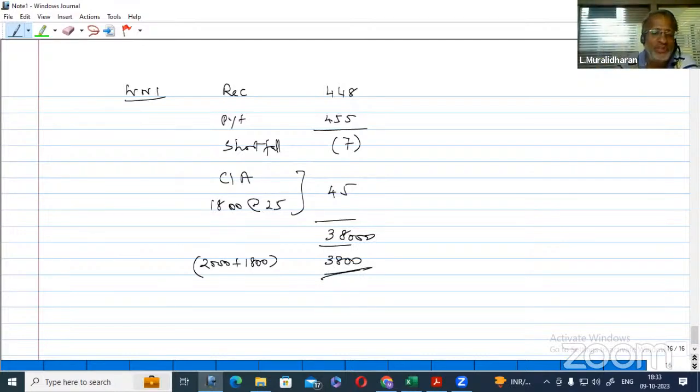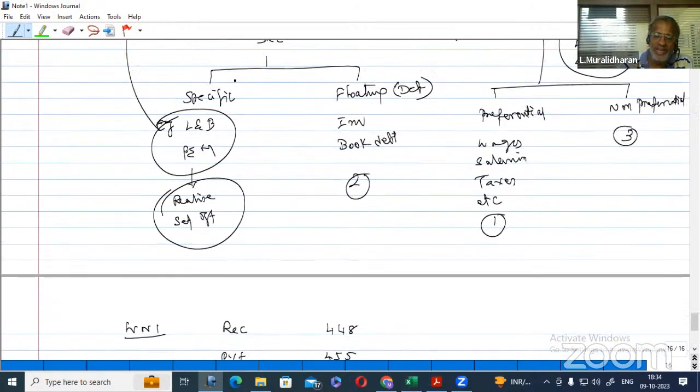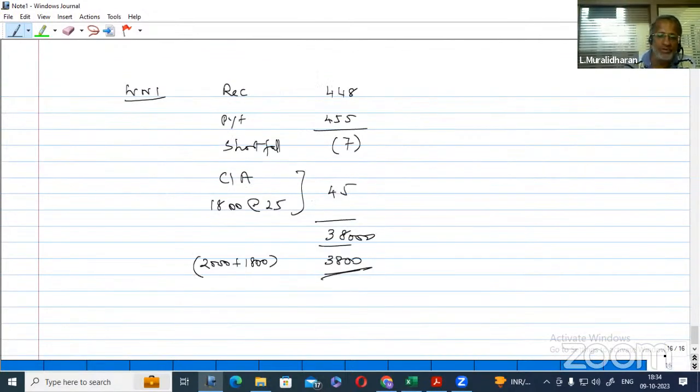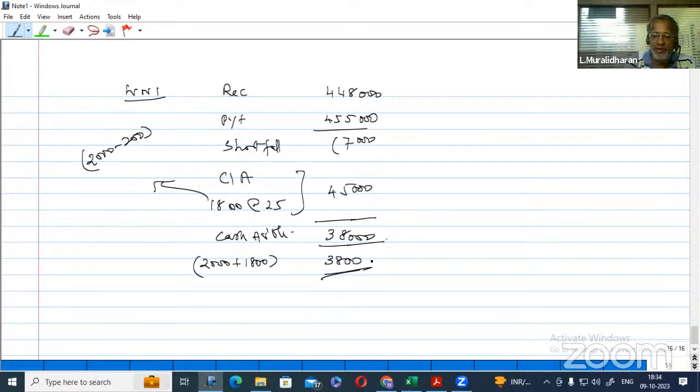Are you understanding? So this working, you will not be in a position to do it in the liquidator's final statement. So where would I show 448, 455 and all that? It is a running account, 455. So therefore, here is a place where I got to demonstrate. Now you see how we are developing it. So how 1,800? 2,000 minus 200 at the rate of 25. That is the sum. This is going to be the cash available. And you have 3,800 shares.